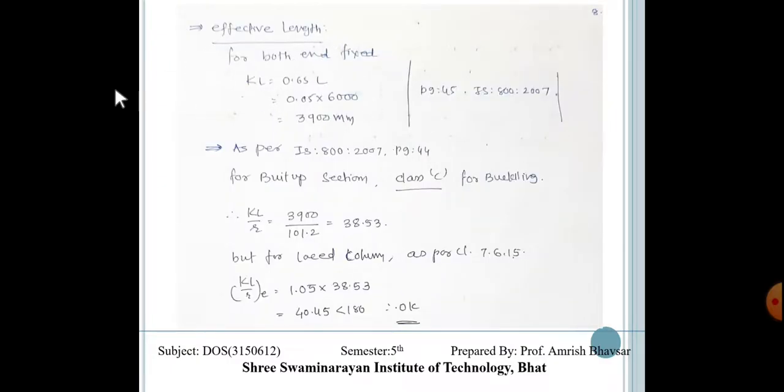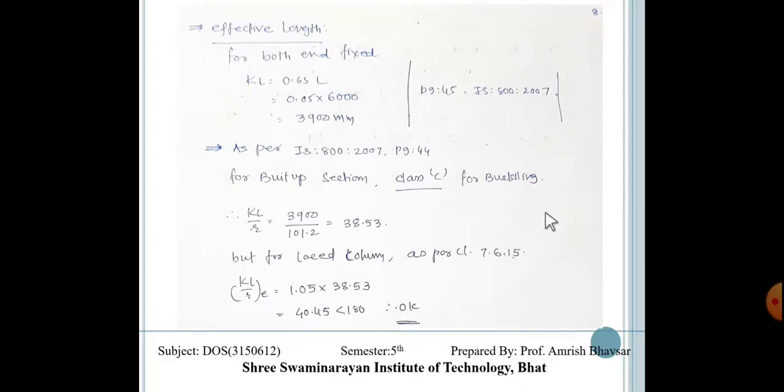Now effective length, that is KL. So here both ends are restrained against rotation, so we have to take it as fixed at both ends. Now KL is equal to 3900 mm from this. Now for a built up section, always the buckling class C will be selected. So KL upon R is 38 point something. But here, for a built up column, KL upon R is increased by 5%, so multiplied by 1.05, which is less than 180. That's why it is okay.